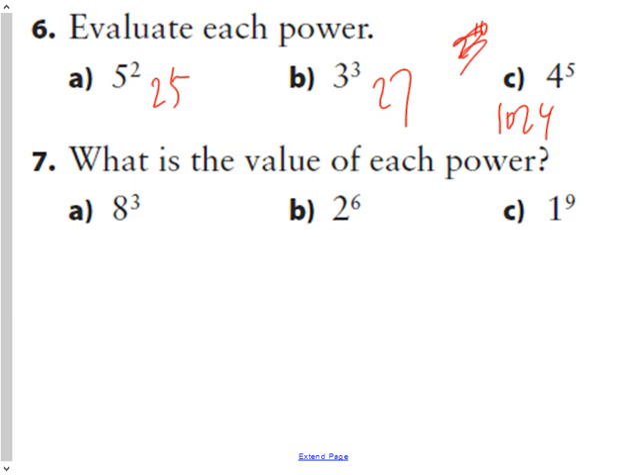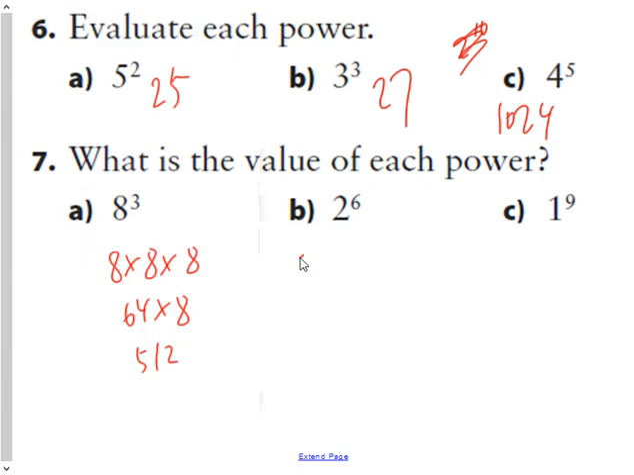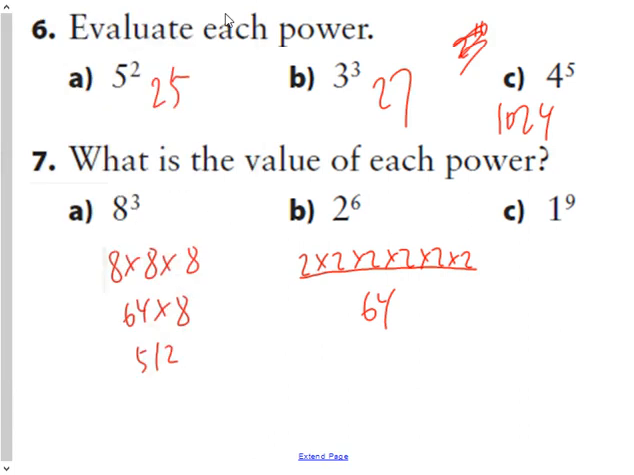What is the value of each power? 8 cubed would be 8 times 8 times 8, which would be 64 times 8, which is 512. Rather than, if you're not real sharp at mental math, you go 8, xy, 3. It still tells you 512. 2 to the power of 6. This isn't so hard to do mentally. 2, 4, 8, 16, 32, 64. Grab your calculator, double check. 64. And finally, 1 to any number of exponents is 1 multiplied by itself any number of times will have a standard form of 1, not 9.